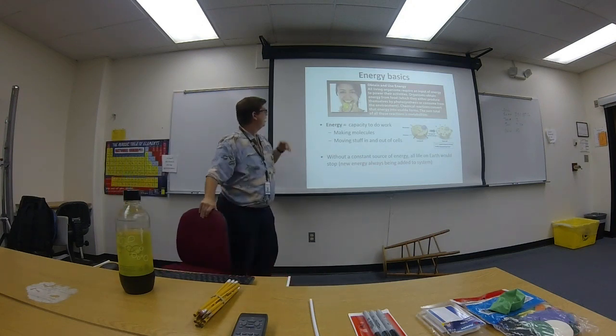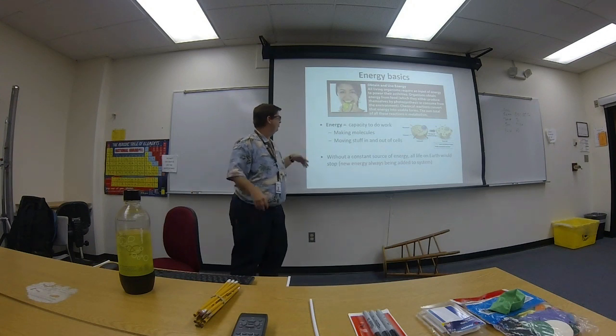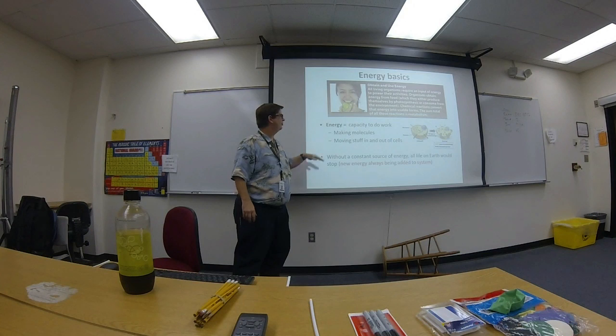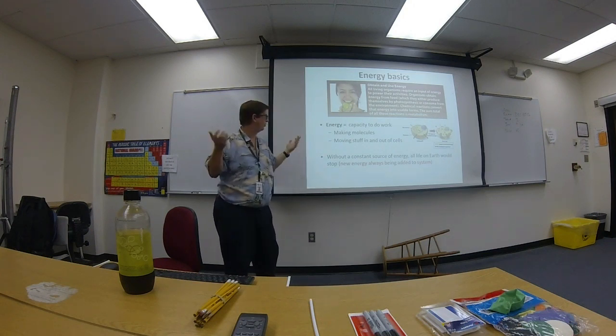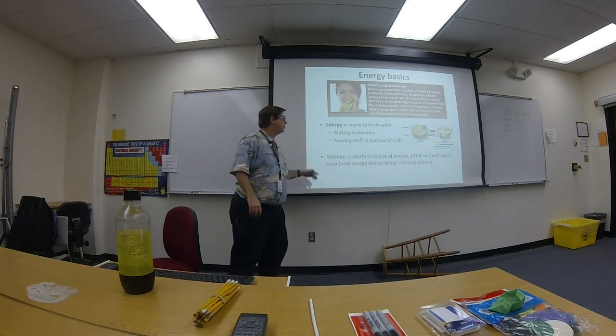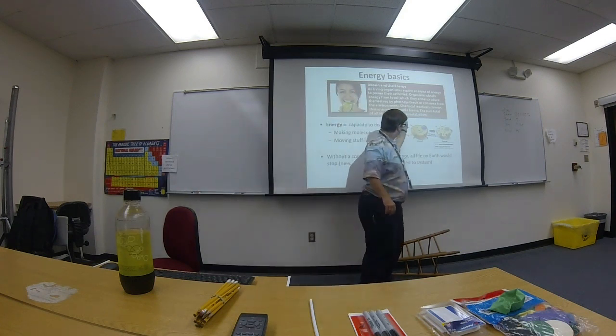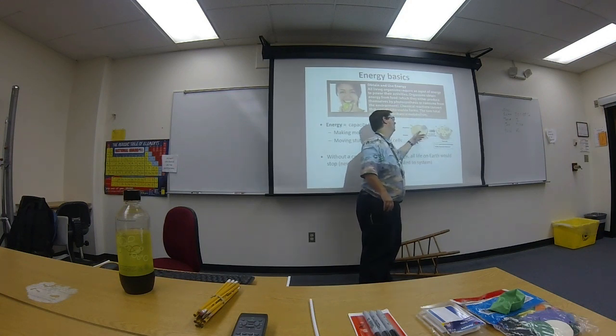Would you agree that energy is the capacity to do work? In cells, when we talk about capacity to do work, we mean making molecules or moving stuff in and out of the cell. That's work. All right. Without a constant source of energy, life would stop. Here we have a cell, and the cell's taking in energy, and the cell's taking these monomers and putting together the polymers. The cell wastes some energy as heat and all.